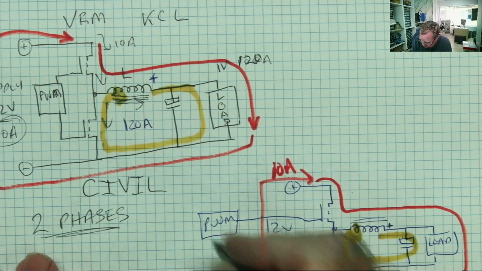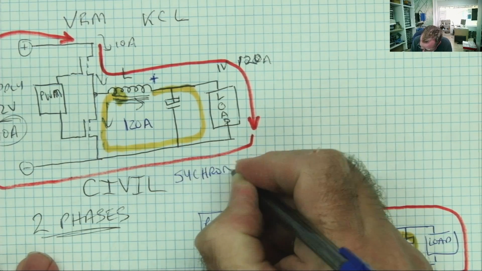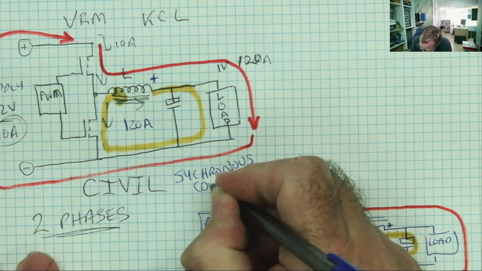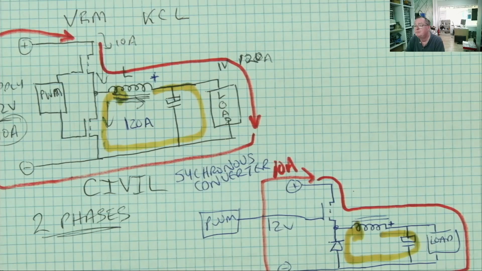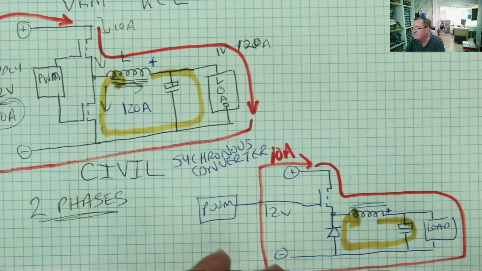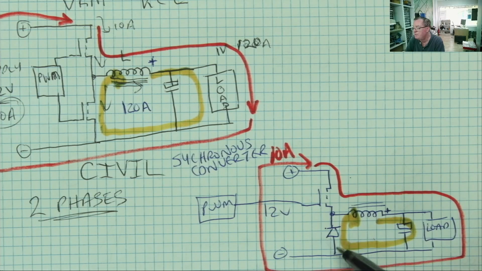This one is a synchronous converter. You can see we don't actually need that second MOSFET because this diode only conducts in one direction, so it automatically completes the circuit whenever this end of the coil becomes positive with respect to that end. In other words, when that is switched off.